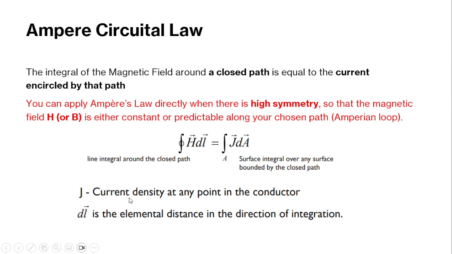Nice, yeah. So somebody was talking about Ampere's circuital law, all right? The integral of the magnetic field around a closed path is equal to the current encircled by the path, which is basically what you're doing the whole time, right? So you can apply it when you have high symmetry, which is exactly what you're doing.